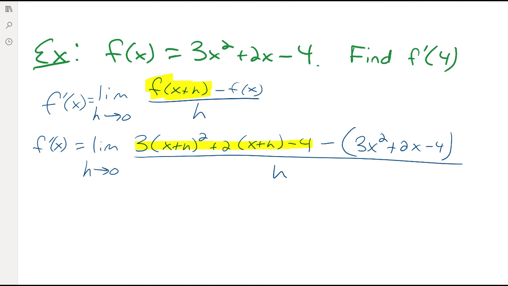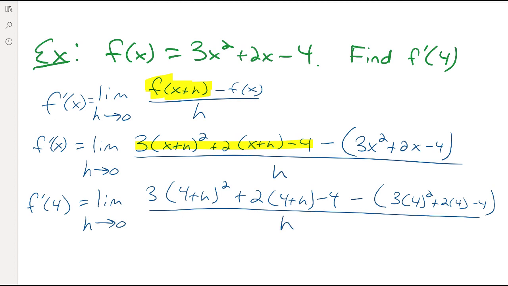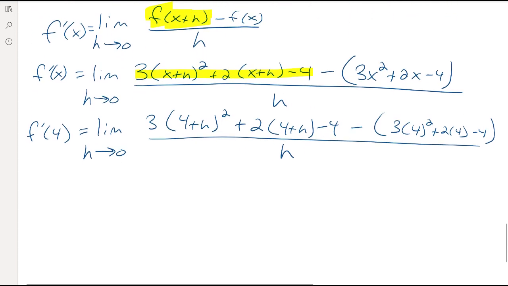Next, what I'm going to do here, and there's multiple ways you can go about this, but I know in particular for this question, your homework, they're not going to simplify it all the way down. So instead, at this point, you say, okay, if I want to find f prime of 4, that just means everywhere I see an x, plug in 4. So it's the limit as h goes to 0 of 3 times 4 plus h squared plus 2 times 4 plus h minus 4 minus the quantity of 3 times 4 squared plus 2 times 4 minus 4, all over h. So all I did in this step was plug in 4 for my x value.